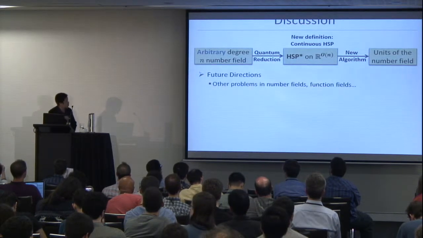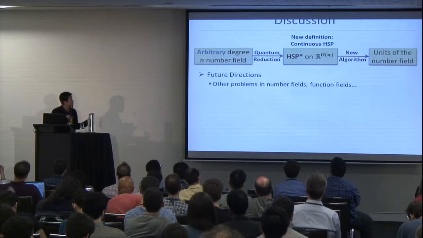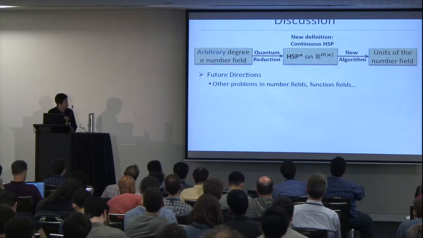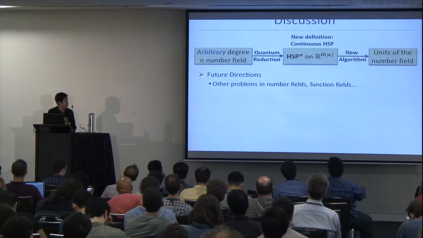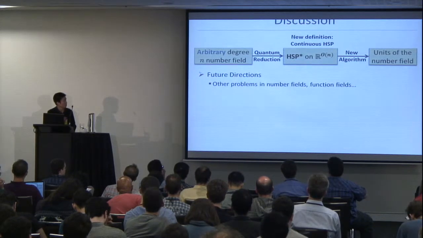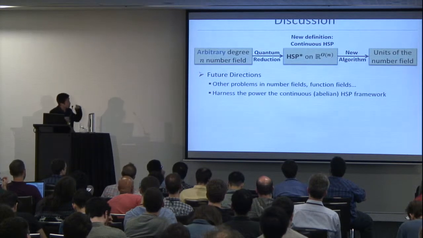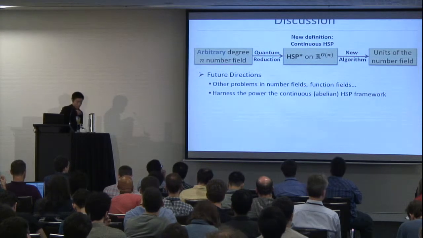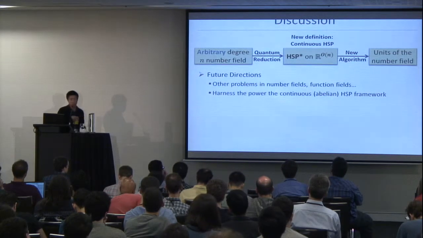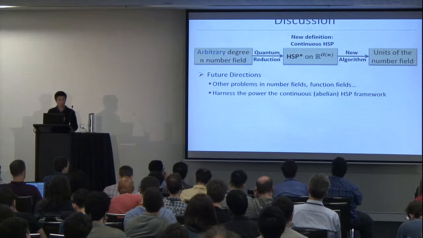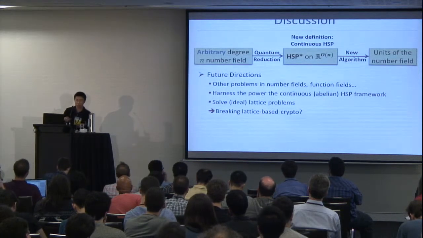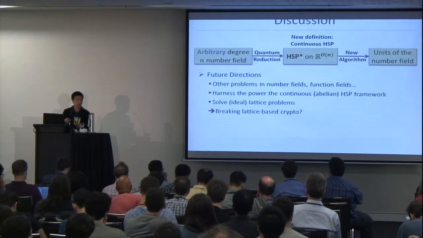So our result suggests a few interesting future directions. The natural one is to solve other problems in number fields and its extension to function fields. And more generally, we can explore what else can be solved in this new continuous HSP framework. Of particular interest, can we solve some idealized problems and break some crypto systems based on them.